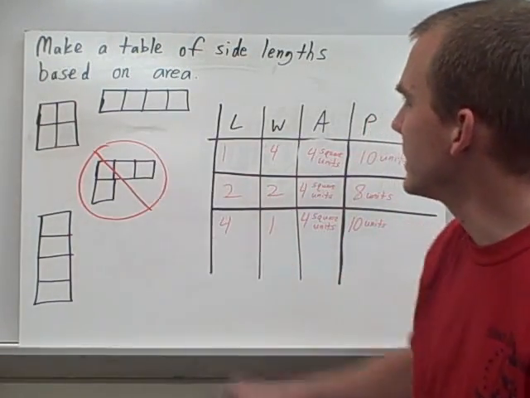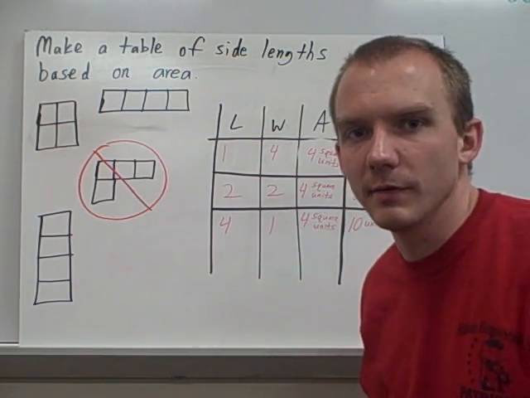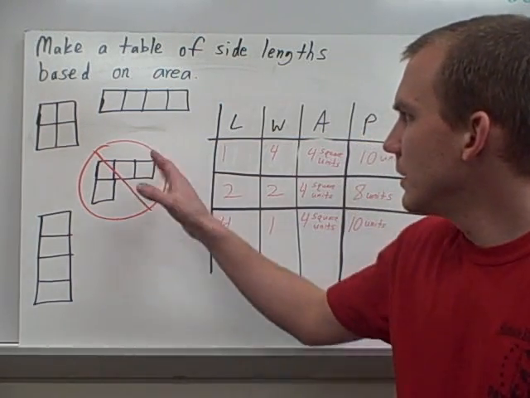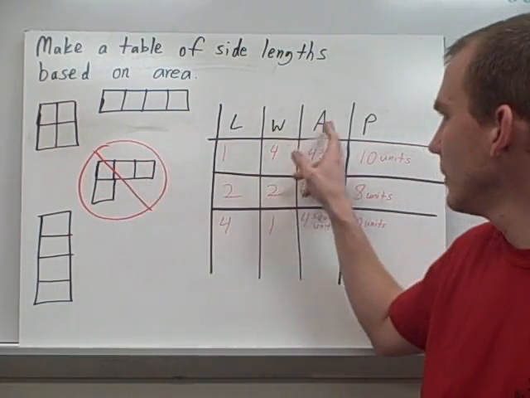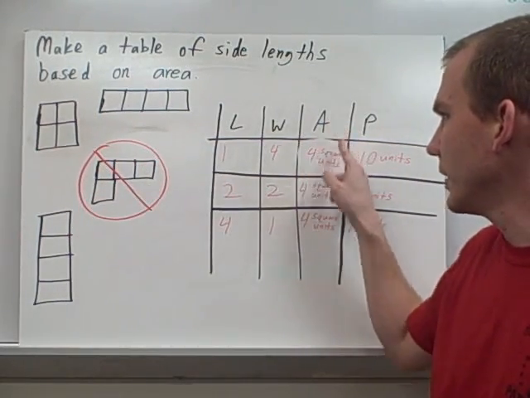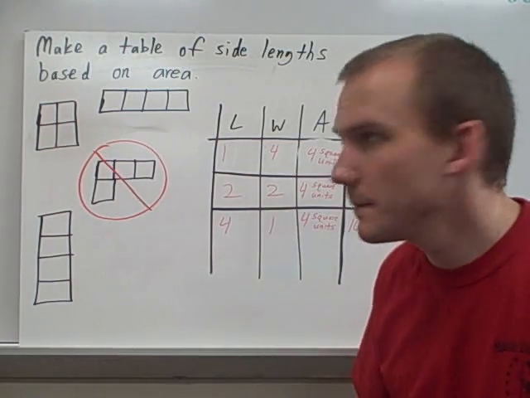Let's talk about making a table of side lengths based on the area of a rectangle. Here are some different rectangles you can see, and we want to talk about rectangles that have an area of 4 square units. So I will say the area is 4 square units.